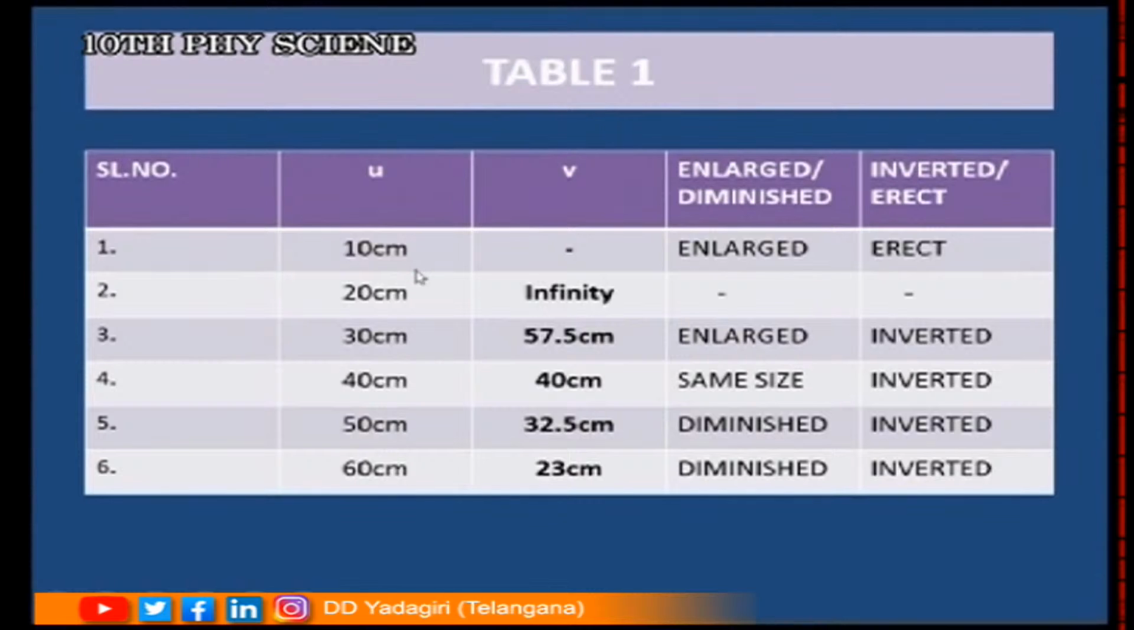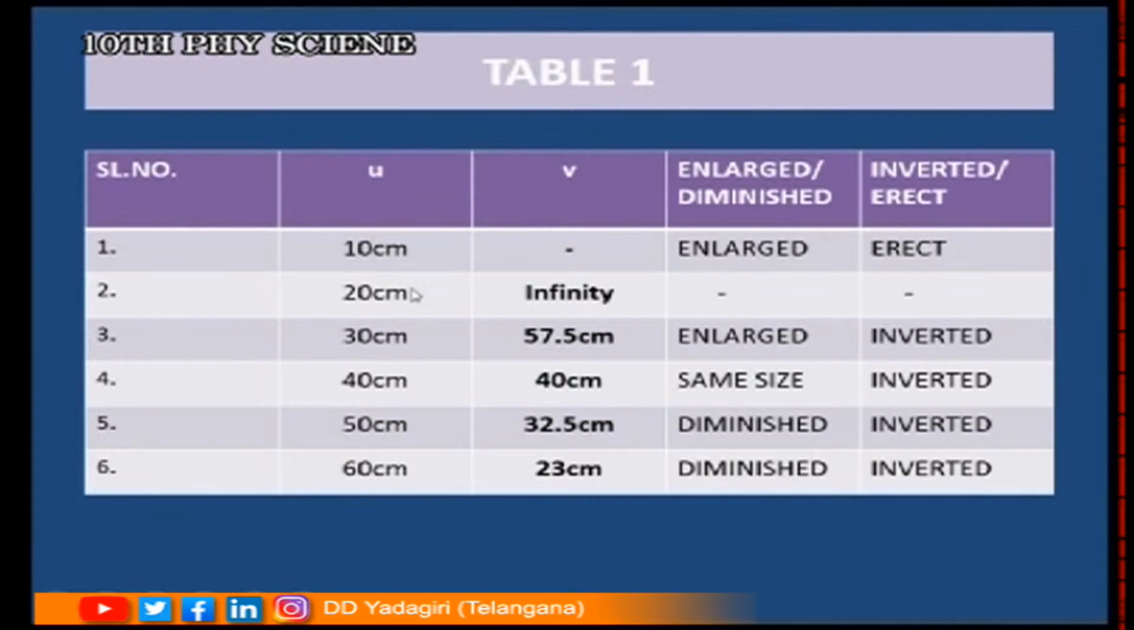We have taken the object at different positions from 10 to 60 centimeters, and we have seen the various image positions. We have also made a note of how the image appeared, whether enlarged or diminished or inverted or erect. Okay children, so here u is the object distance, v is the image distance. This column tells us about the size of the image and this tells us whether it is inverted or erect.